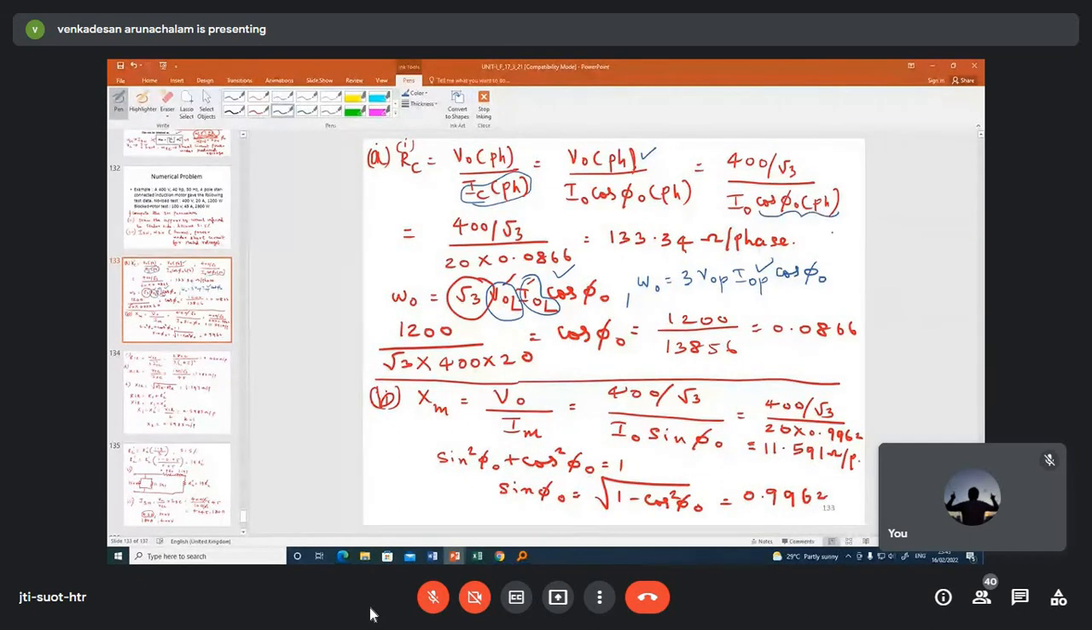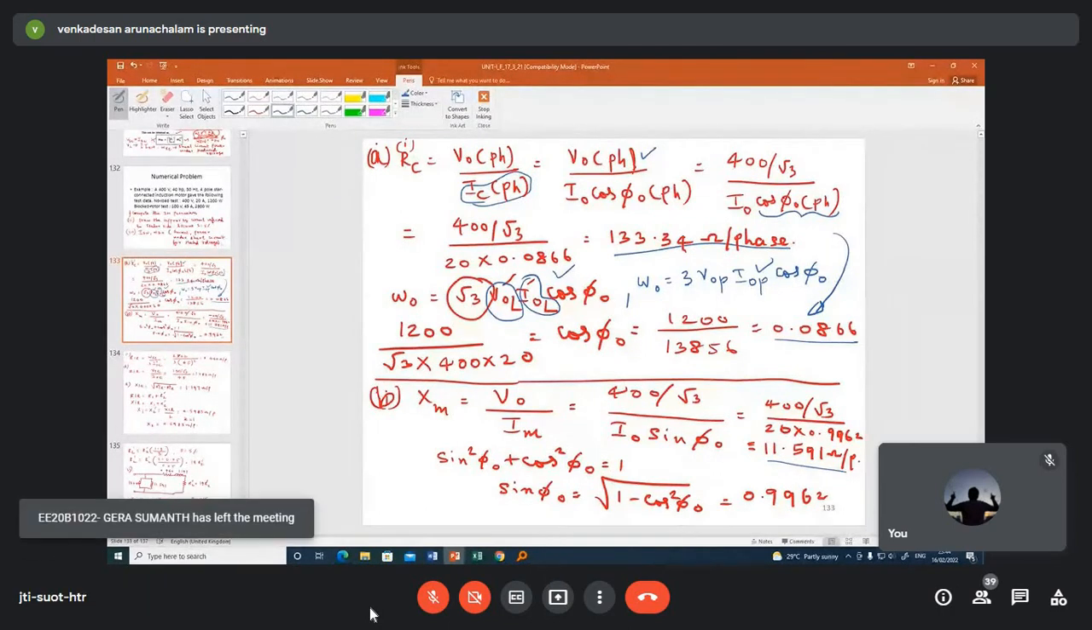You substitute this value of cos phi naught here, so you will get 133.34 ohm per phase. So this is your RC. Then you have to compute Xm. The formula is V naught by Im, and V naught is 400 by root 3. Im is the magnetizing current, that is given by I naught sin phi naught. So 400 by root 3 divided by 20 into sin phi naught, which you can compute from this value, 0.9962. If you divide, you get Xm equal to 11.591 ohm per phase.